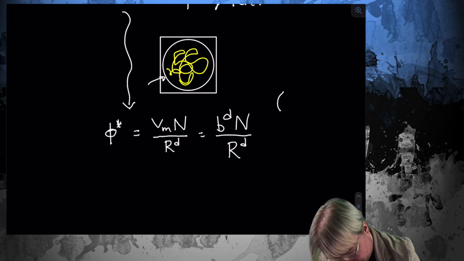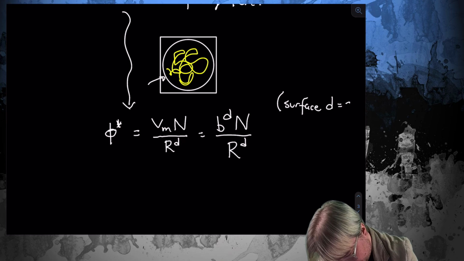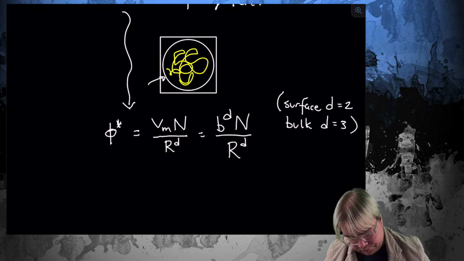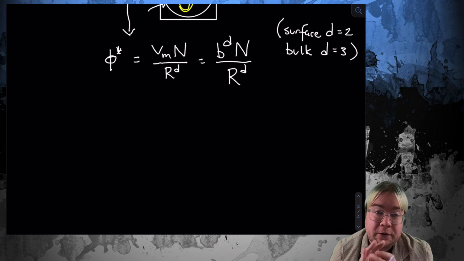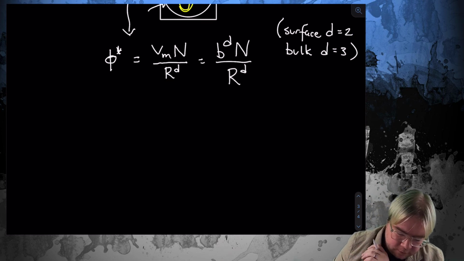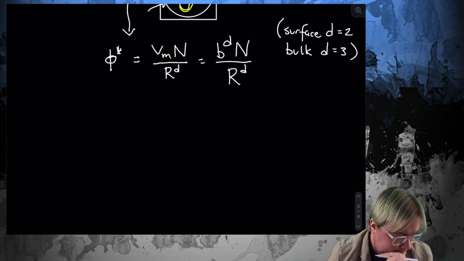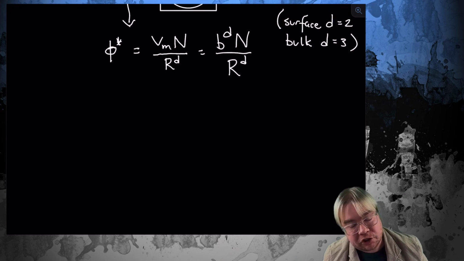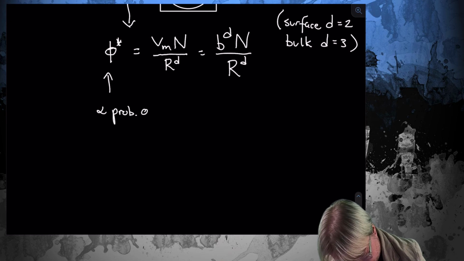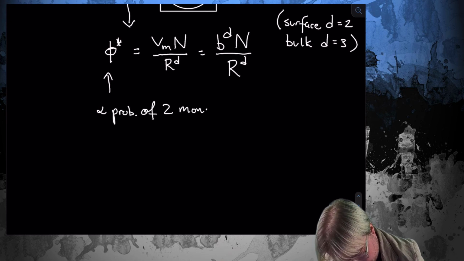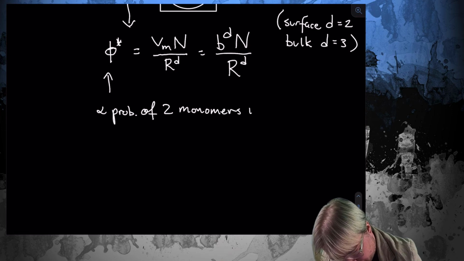And remember, if it's on a surface, D is equal to 2. Bulk, D is equal to 3. And if you want to be a crazy theorist, you can talk about 4 dimensions, but we're not going to do that because as far as we know, they don't exist. All right. So what? Well, this is the overlap concentration. This is basically related to the probability of 2 monomers interacting.